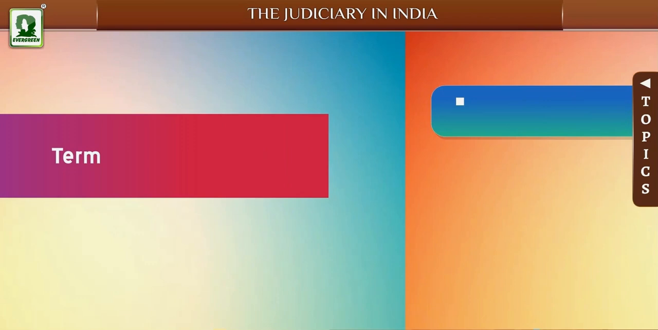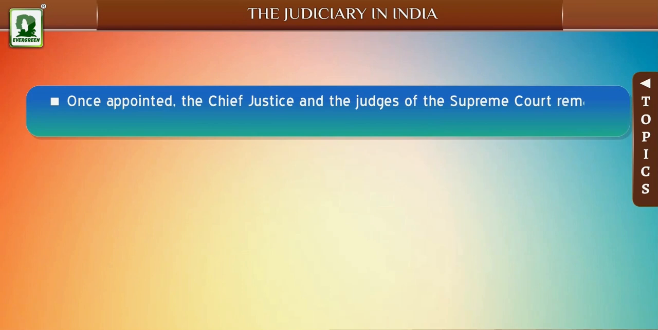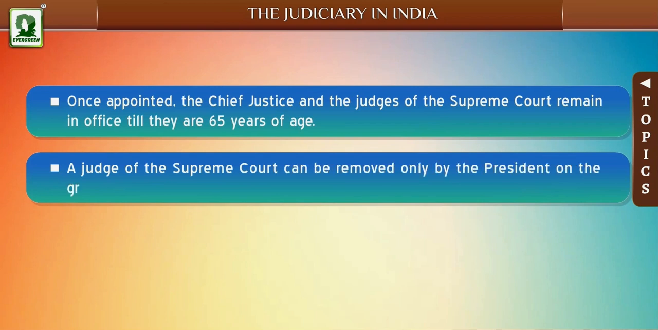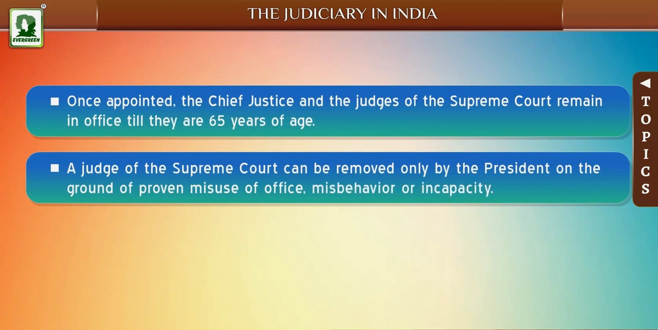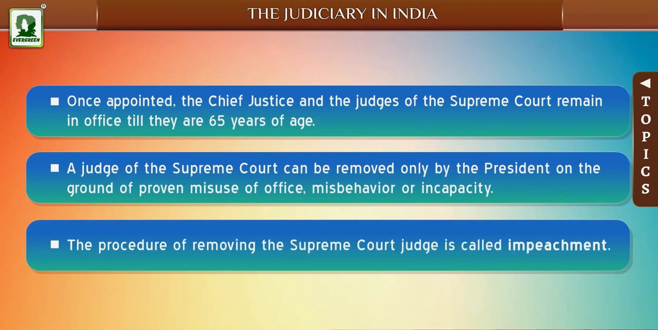Term. Once appointed, the Chief Justice and the judges of the Supreme Court remain in office till they are 65 years of age. A judge of the Supreme Court can be removed only by the President on the ground of proven misuse of office, misbehavior, or incapacity. The procedure of removing the Supreme Court judge is called impeachment.